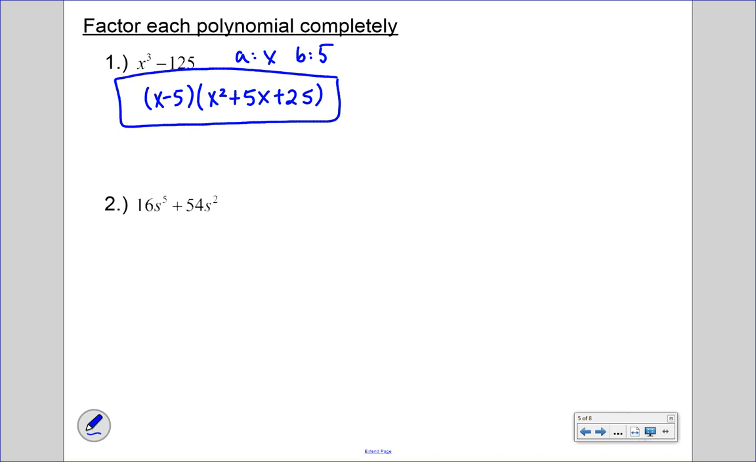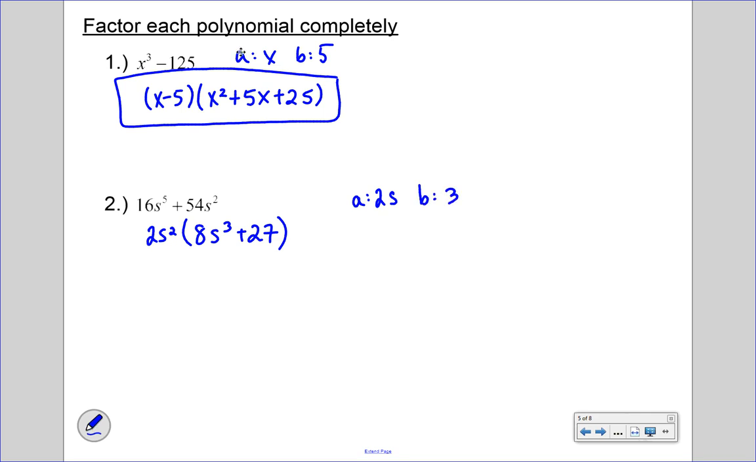For number 2, we don't have any cubes here, but we can factor out a monomial first. We can factor out a 2s squared, and we get 8s cubed plus 27. And now inside the parentheses, we do have the sum of two cubes. And the sum of two cubes for that, our a is going to be 2s, and our b is going to be 3.